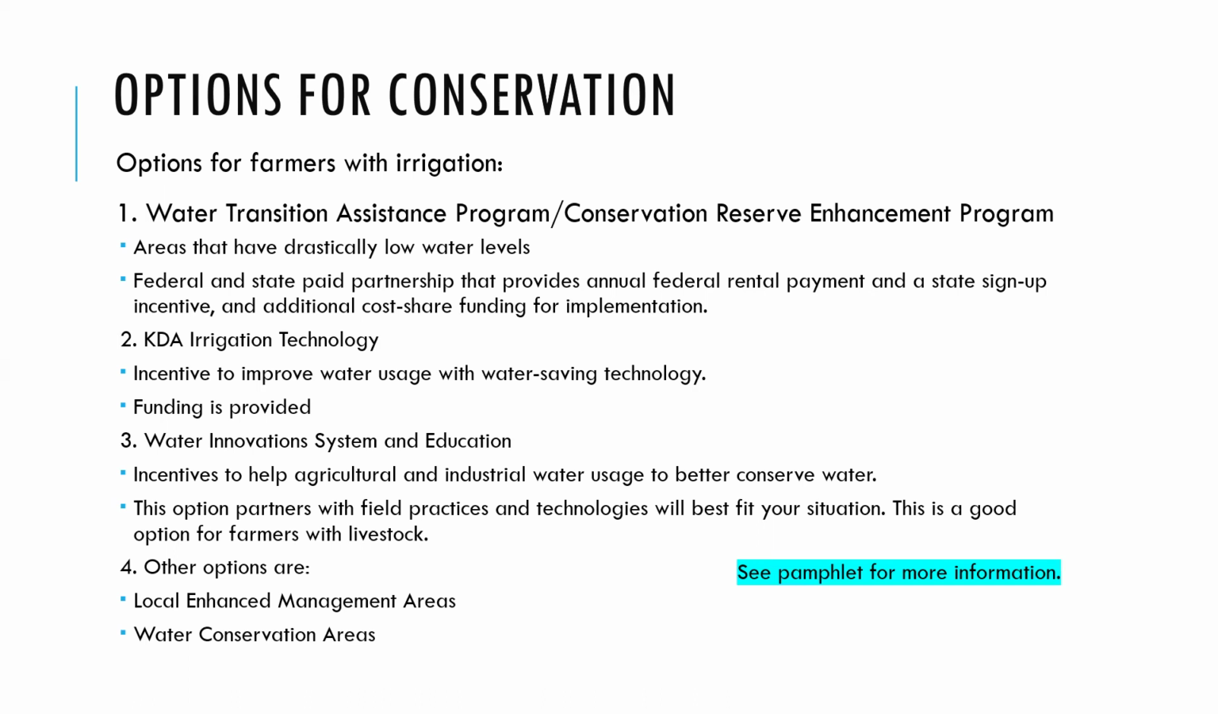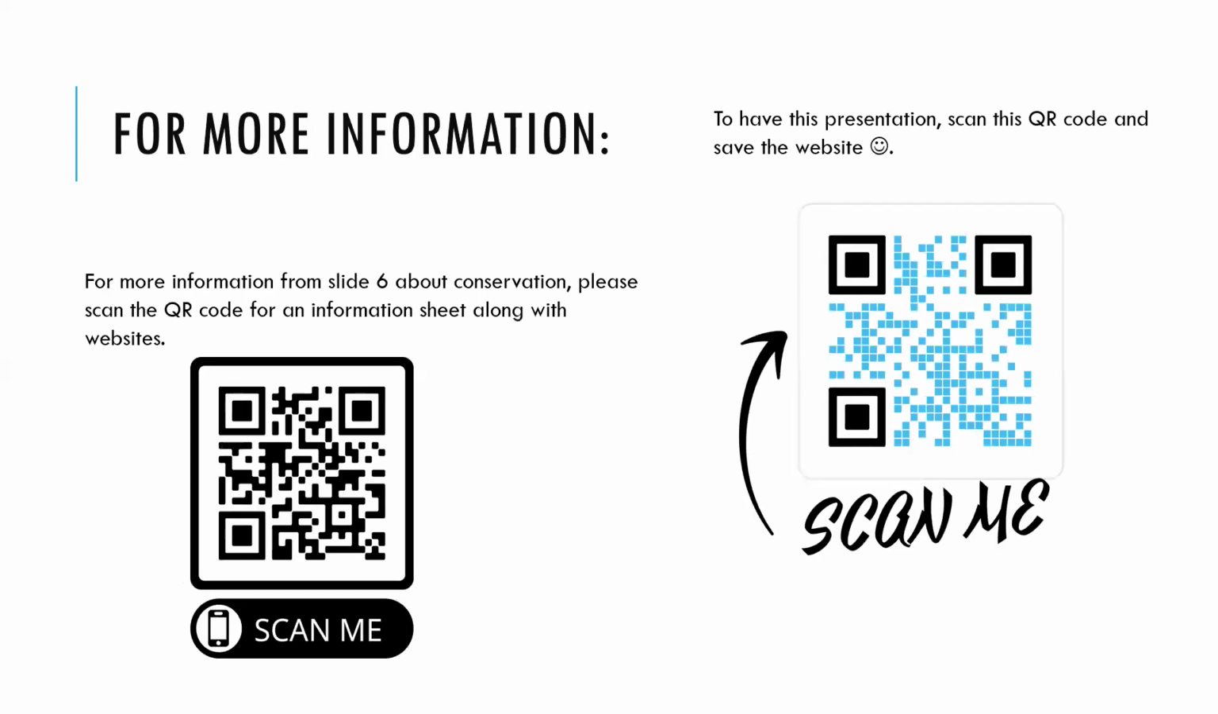The other two options are local enhanced management areas, as well as water conservation areas. Water conservation areas have a lot more freedom to do what you would like to do. However, the local enhanced management areas have a lot more legalities and not as much freedom to do what you would like to do. And this is just an overview of each. I've made a pamphlet online that tells more information about each, as well as government sites about how to get started. And if I can get this up, here we go.